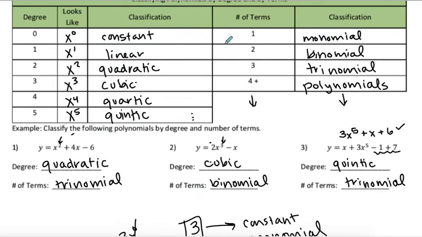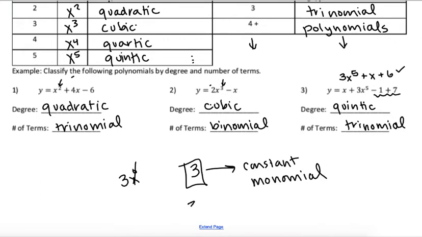But these don't have to go together. I could have a constant, I could have a binomial that's linear, I could have a linear monomial where I could have something like this. So 3x, now this would be linear, but still a monomial.